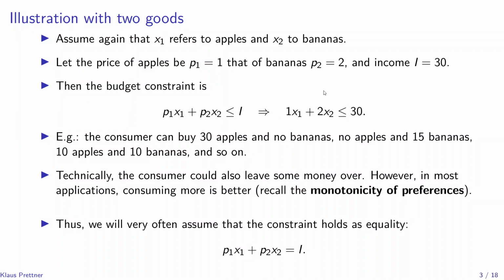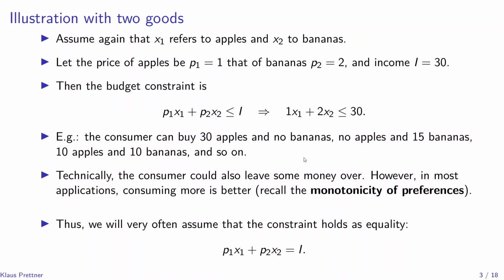So we can plug in the prices. We would get 1 times x1, so the price times the amount of apples that I consume, plus the price of bananas times the amount of bananas. That must not exceed income, which is 30.